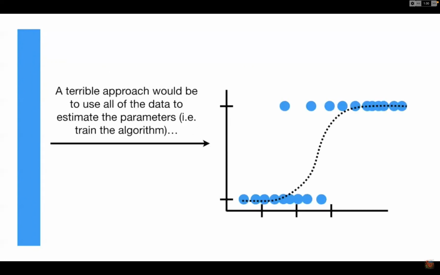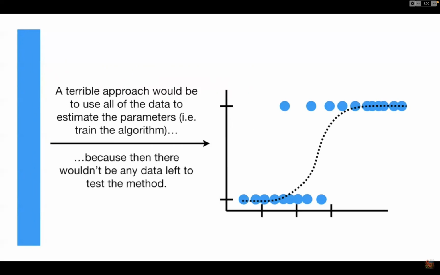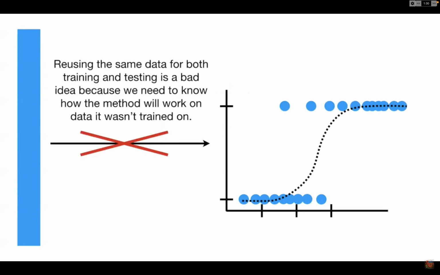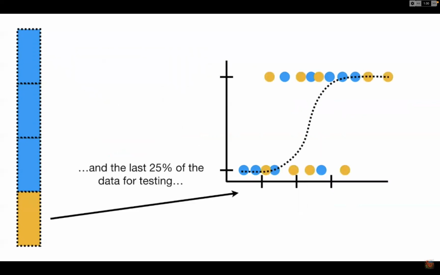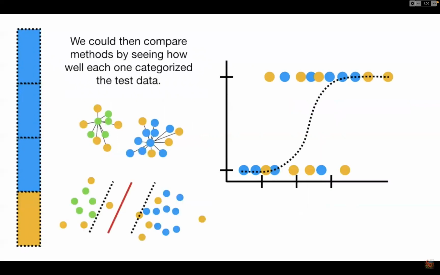A terrible approach would be to use all the data to estimate the parameters, i.e., to train the algorithm, because then we wouldn't have any data left to test the method. Reusing the same data for both training and testing is a bad idea, because we need to know how the method will work on data it wasn't trained on. A slightly better idea would be to use the first 75% of the data for training, and the last 25% of the data for testing. We could then compare methods by seeing how well each one categorized the test data.